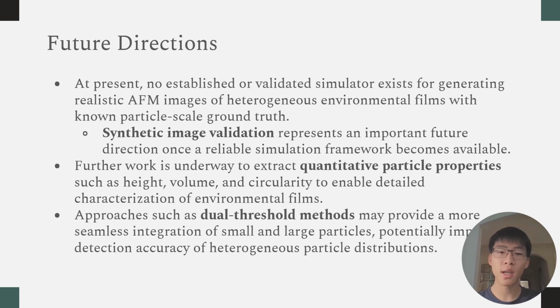Finally, future actions that we could take include synthetic image validation and, more importantly, the extraction of quantitative particle properties. Currently, we have the identification of particle properties down, but the extraction of the quantitative particle properties would be extremely important as well. And next, we also could have approaches such as dual threshold methods that could separate the smaller and larger particles to make sure neither population is worsened.